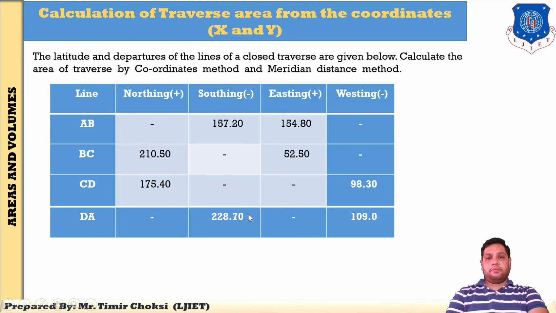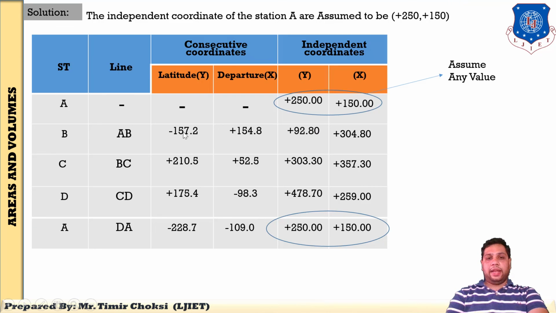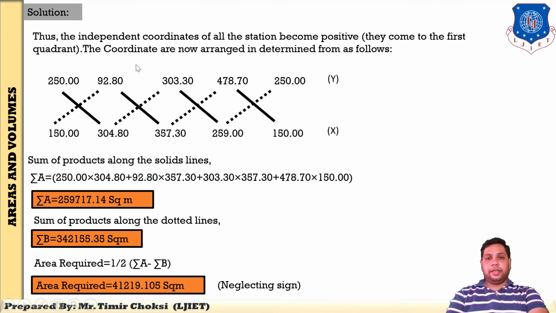So I repeat this: first you arrange the latitude and departure. Then you assume any value as the origin, such as 0, 0, or 100, 100, or 200, any value. Then you cumulate the y and x values and find the independent coordinates. Then write them in determinant form and find summation A and summation B. And last, you find the area required.